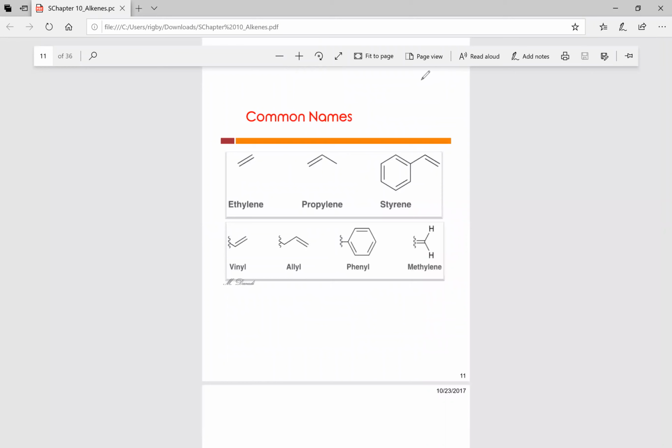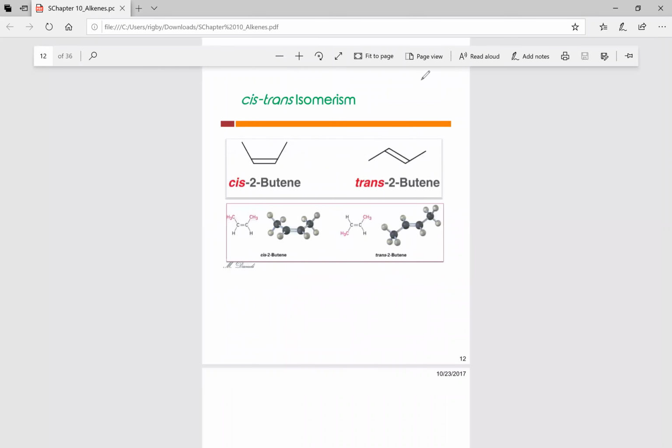So again, here are some common names. These are not the names you're going to put on a test if he asks you for the IUPAC name, because these are common names and not actual official names. And one more thing that we have to talk about is cis-trans versus E/Z. So for this entire chapter beforehand, we've been talking about cis versus trans.